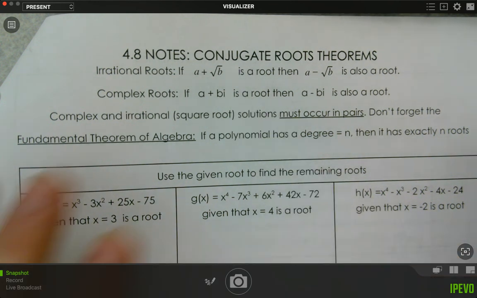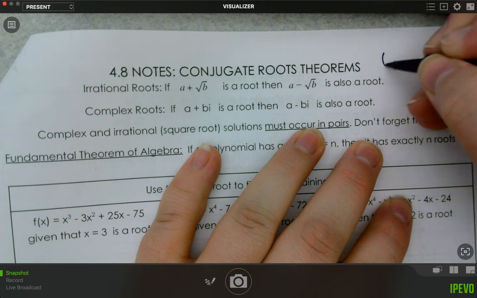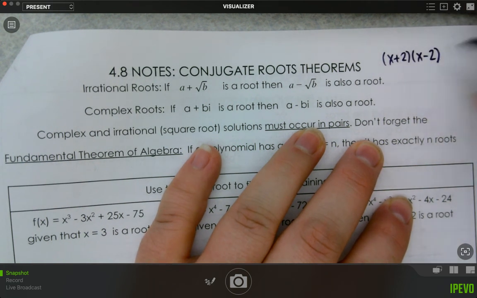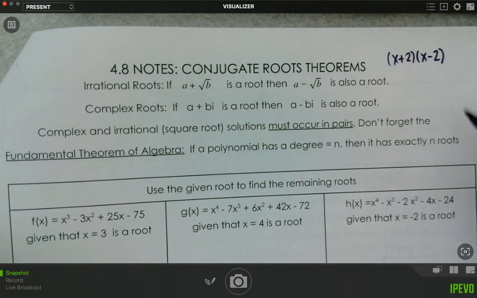So we're going to be talking about conjugate roots. A conjugate is something like this, where you would have x plus 2 and x minus 2. These are conjugates because you pretty much have the same expression, but the sign in between them is the opposite.